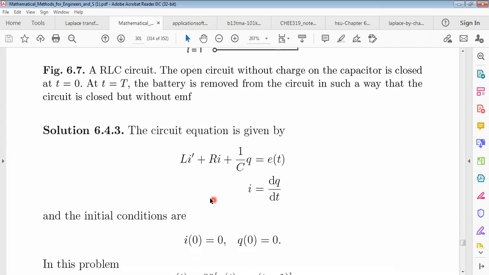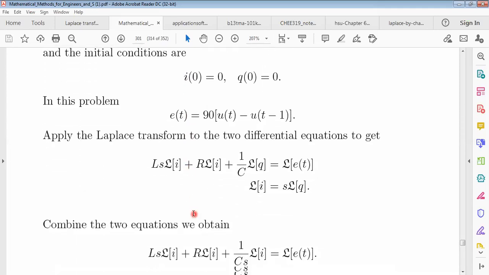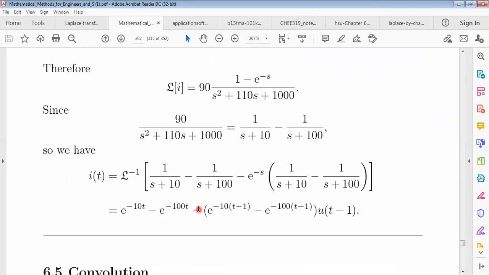Now you try to solve using the initial conditions. When time t equals 0, electric current will be 0. When time t equals 0, electric charge will be 0. Just using these 2 conditions, you can solve by using Laplace transformation. This is the required solution for this.